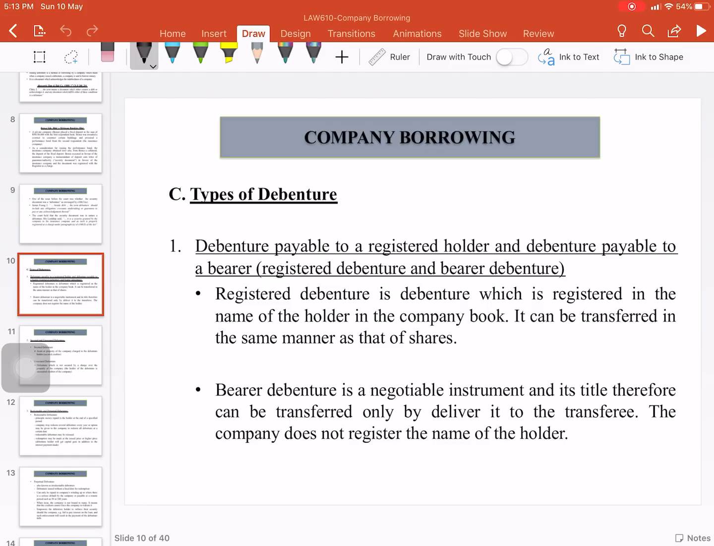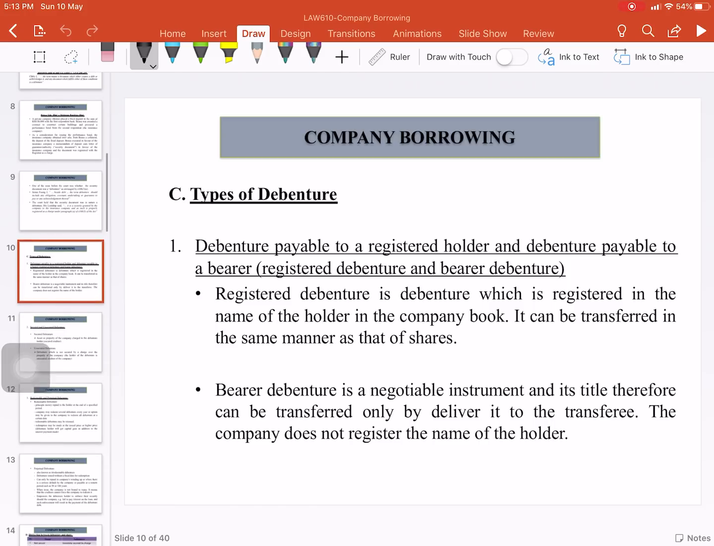And bearer debenture is a negotiable instrument and its title therefore can be transferred only by delivery to the transferee. The company does not register the name of the holder. So a debenture is just like a piece of paper for bearer debenture, whereby you put on the piece of paper saying that A borrowed from B, and then B holds the debenture. Okay, and it does not have to be registered with the company. So we call it bearer because it's the person holding it.